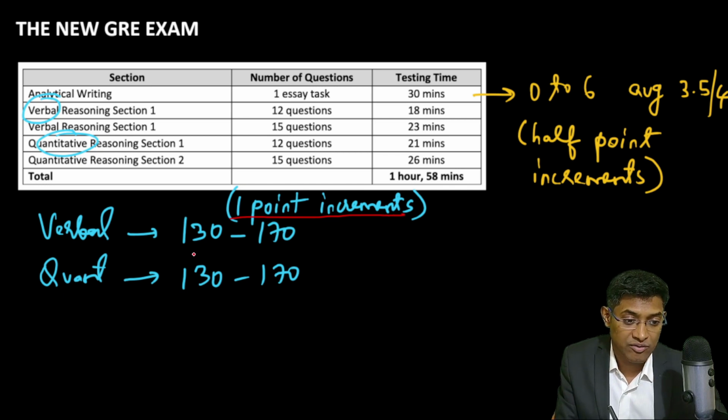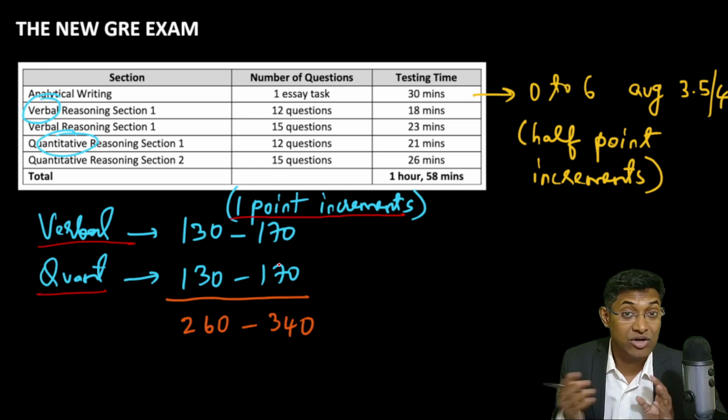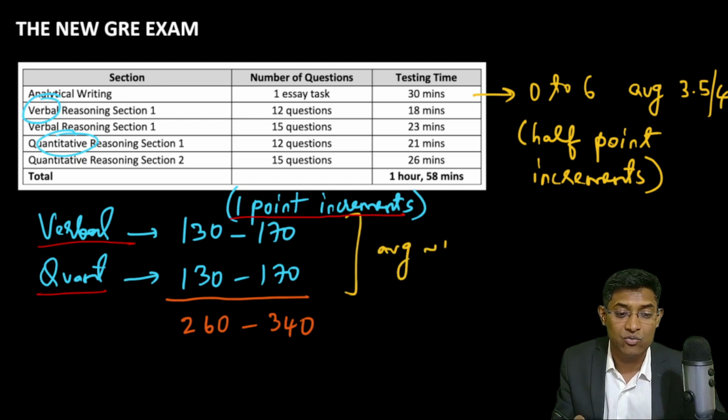All right, so with the verbal score and the quantitative score, your total score will be between 260 and 340. And when we talk about the average score that students typically tend to get, the average is about 150 points per section.